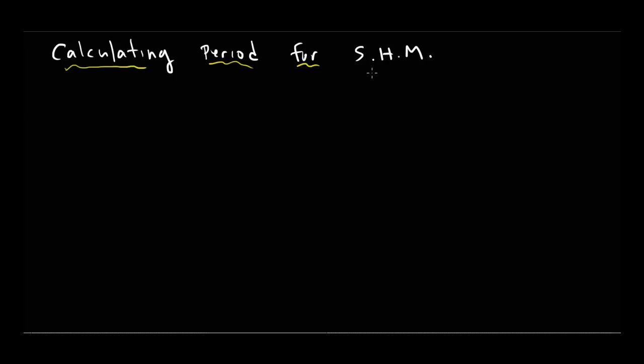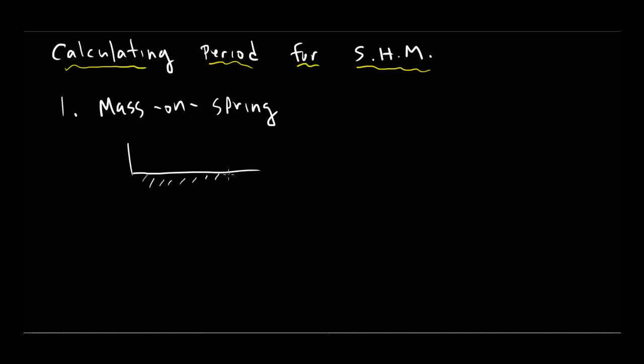So let's go down here and clear up some space. Calculating the period for simple harmonic motion. That's going to be our general topic here. We'll start off with the mass on the spring first. I'll just redraw this picture very quickly: frictionless surface, spring, mass m.